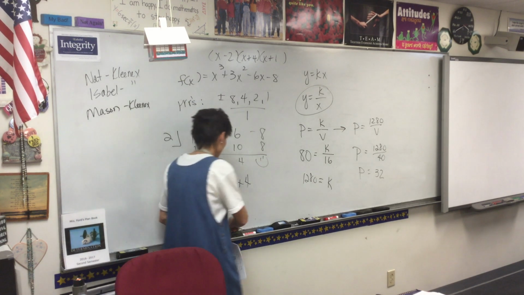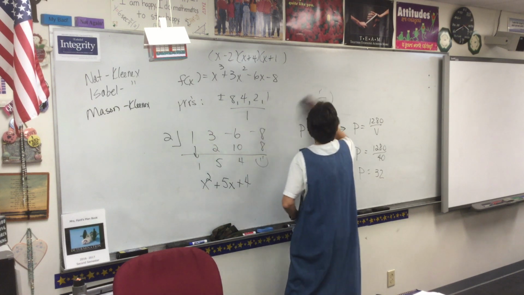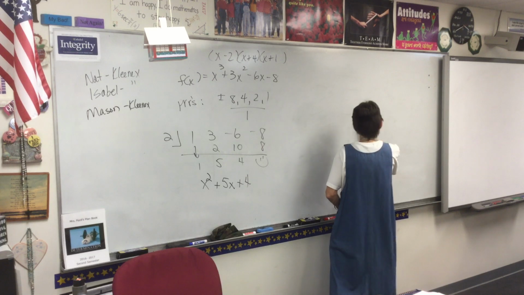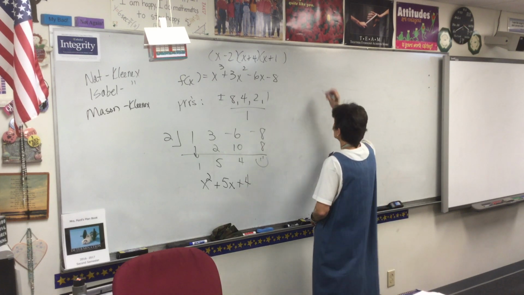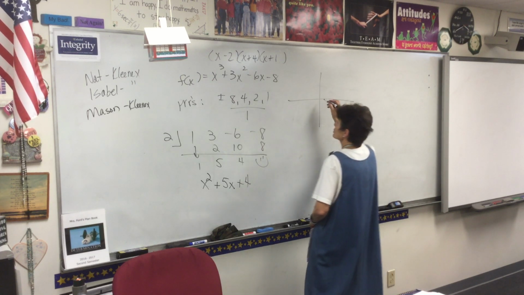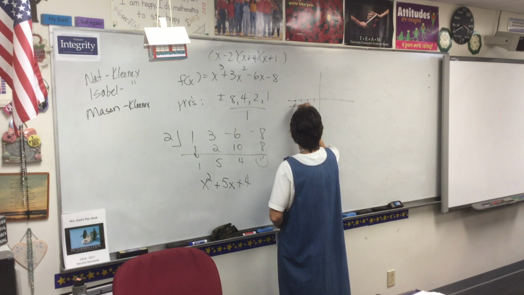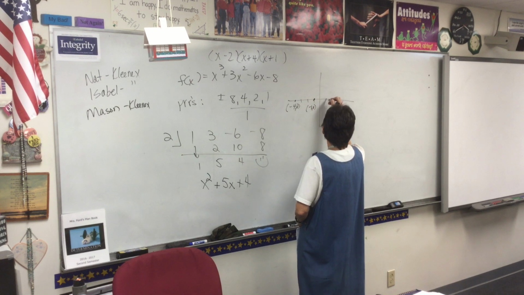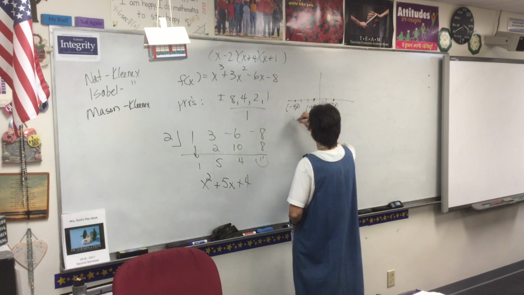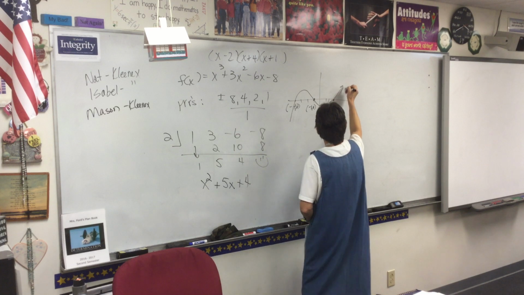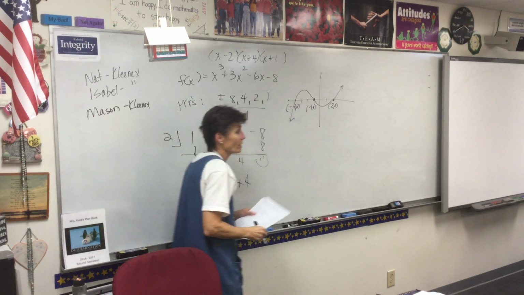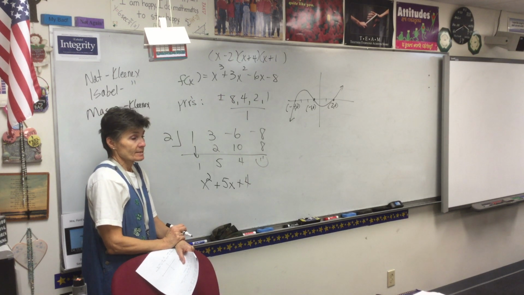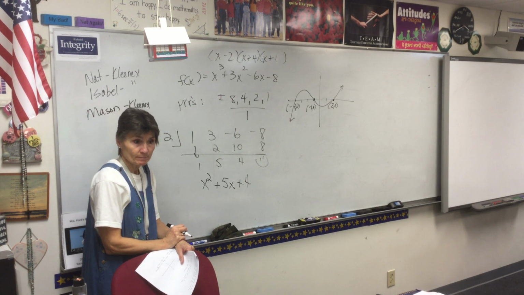Now we have to sketch it. It's an x cubed with nothing squared. So this is about the easiest sketch you can have. -4, -1, and 2. Does anyone have a question about the sketch? I started down because it's x cubed.